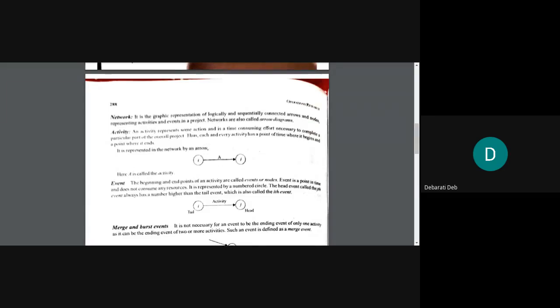Okay. Now, I hope you are listening to me. In these definitions which you can see on your screen, there are some terms in bold and then a line is written beside those terms. These are basically the terms which we are going to use in PERT and CPM. So you will have to understand what these terms mean.